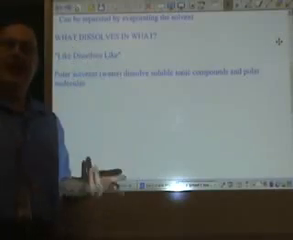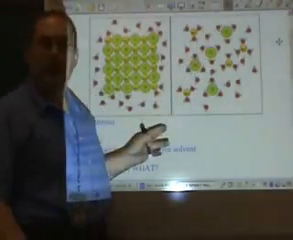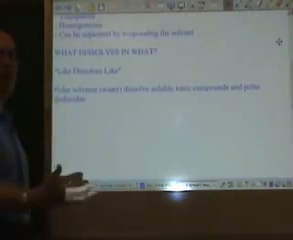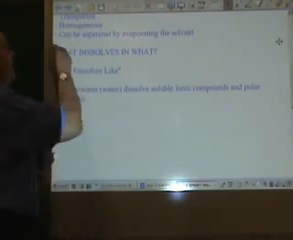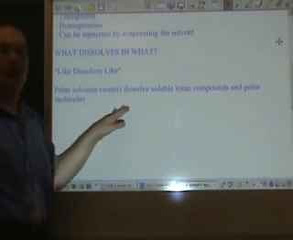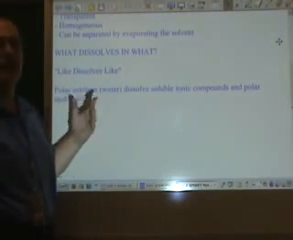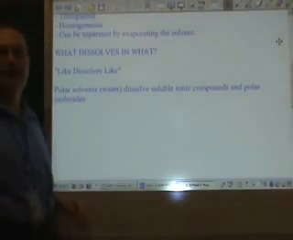Now, if water didn't have partially positive and partially negative charged ends, there'd be nothing to attract these positive and negative ions. In order to dissolve things that have charge, your solvent needs to have charge. In other words, like dissolves like. Polar solvents, like water, are capable of dissolving things that are charged, like ionic compounds and other polar molecules.